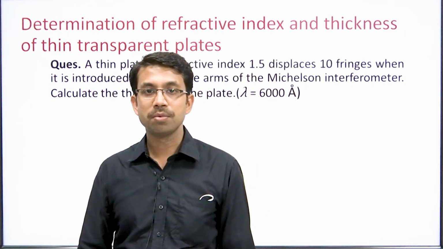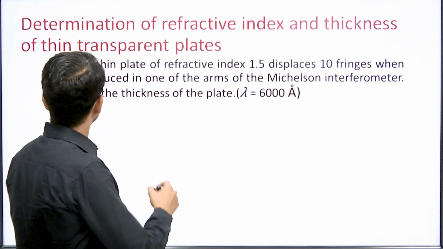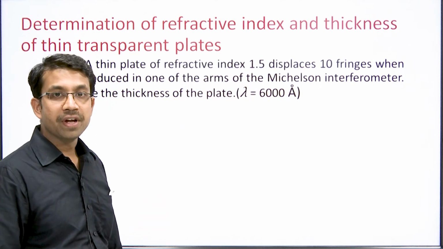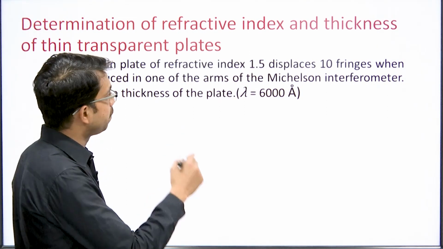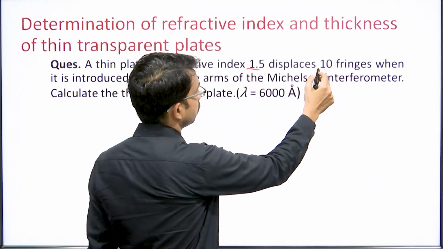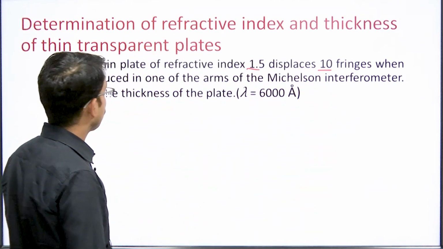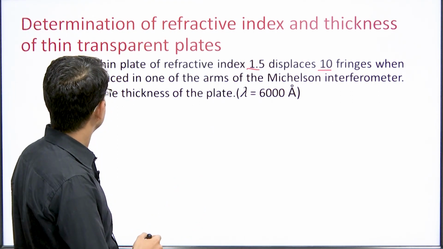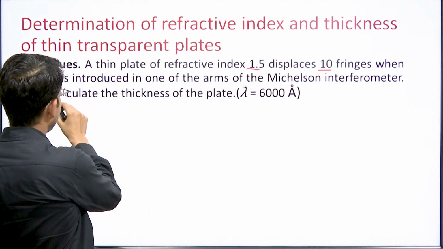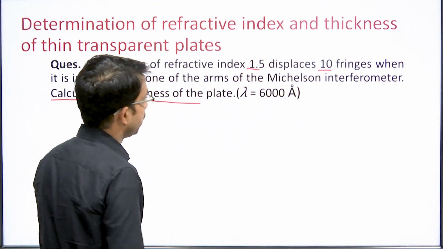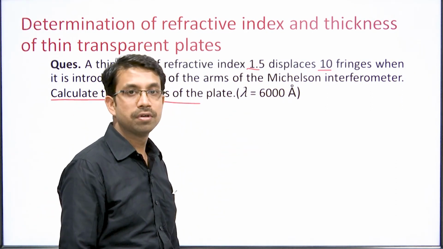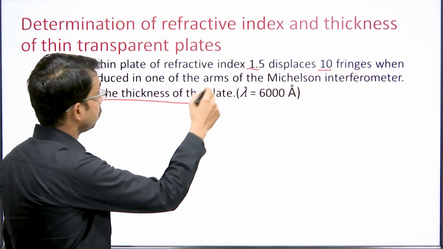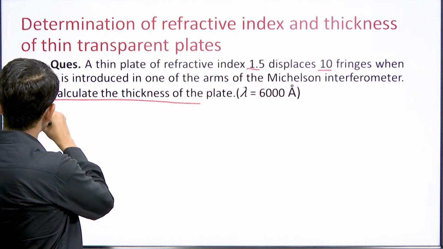So, let us see a problem. A thin transparent plate of refractive index 1.5 displaces 10 fringes when it is introduced in one of the arms of a Michelson interferometer. We have to calculate the thickness of the plate. The wavelength of the monochromatic light given is 6000 angstroms.